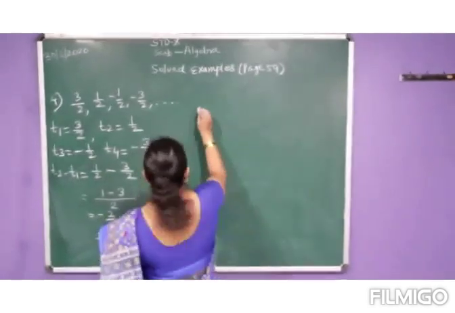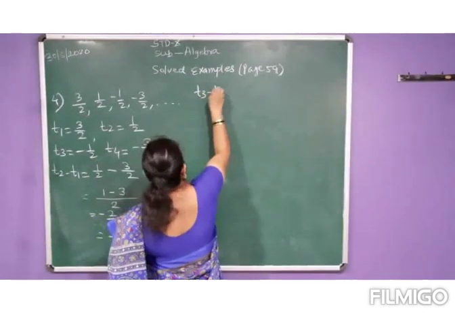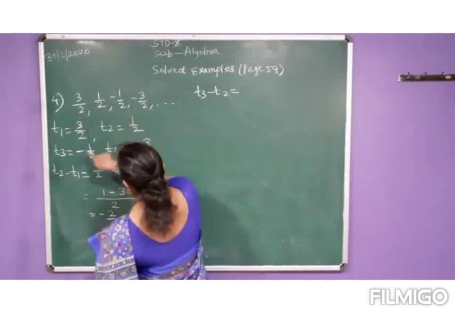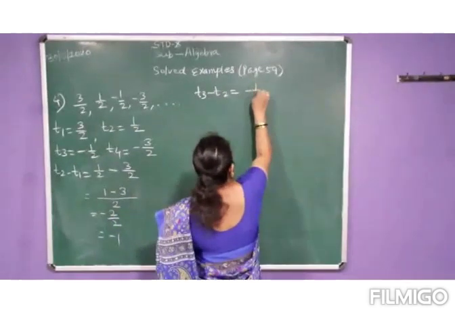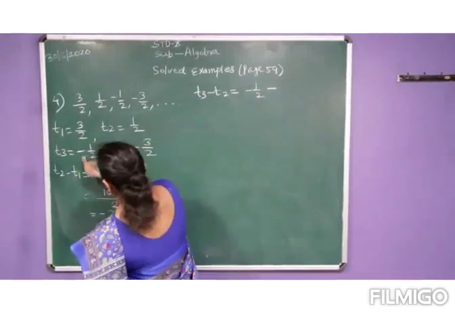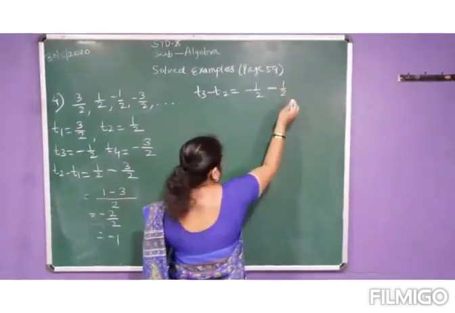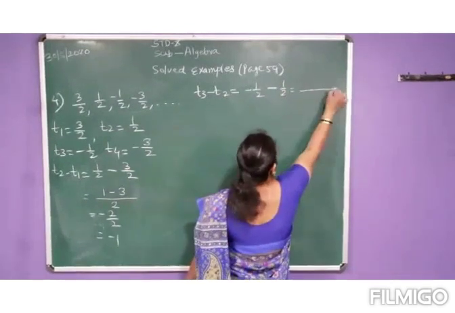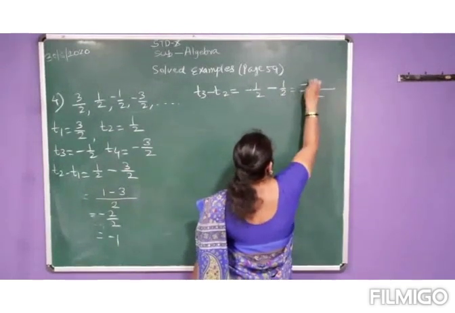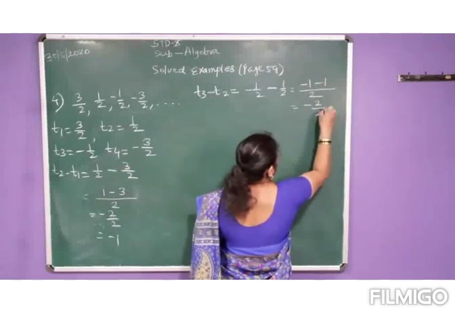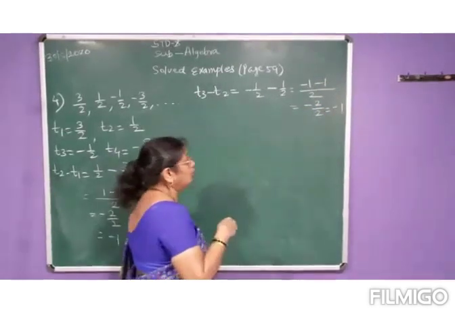Now we will see T3 minus T2. Now here T3 is what? T3 is minus half, minus T2. What is T2 here? Half. Correct? So here what we can see here is again the denominator is same. Minus 1 minus 1. So what you will get here? Minus 2 upon 2 is minus 1.